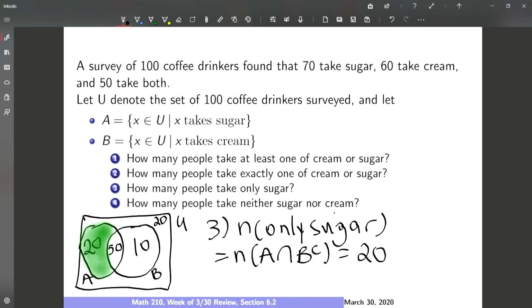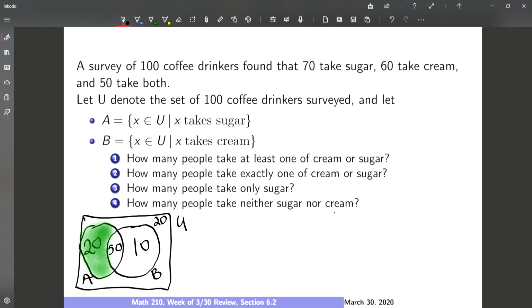Okay, and then finally, number 4. How many people take neither sugar nor cream? Here it's always a matter of the wording. So neither sugar nor cream means that we're looking for the number of people who do not take sugar. How do we say that? We said A complement, and the number of people who do not take cream.